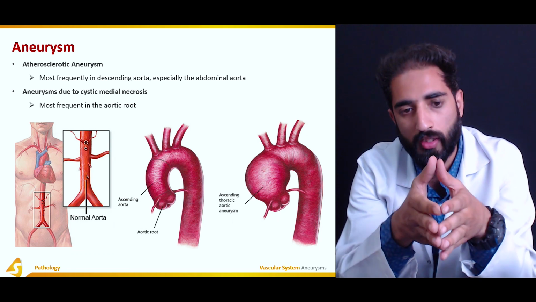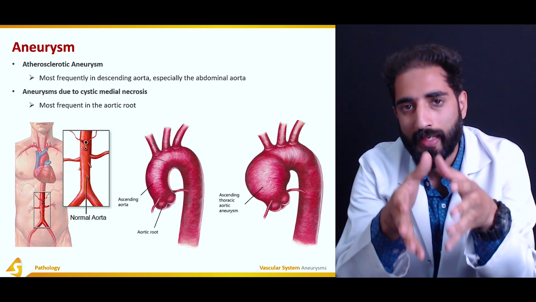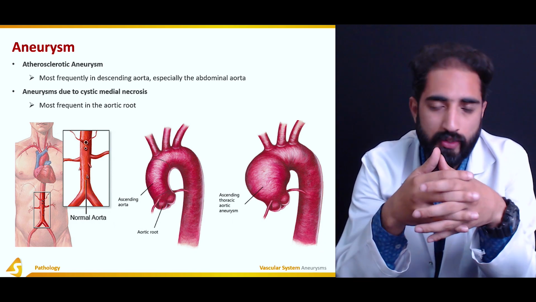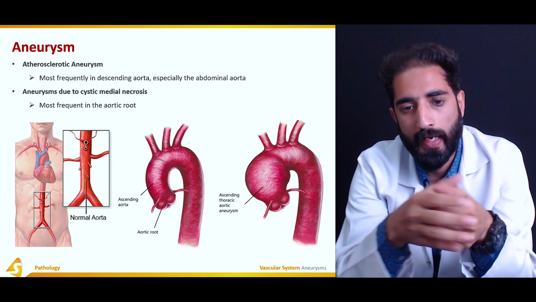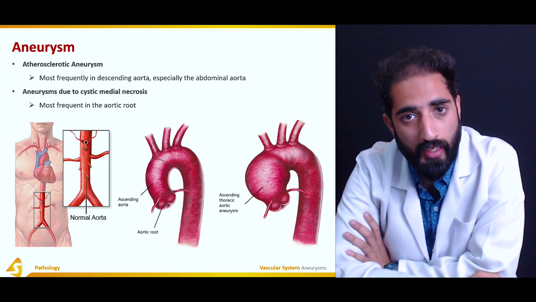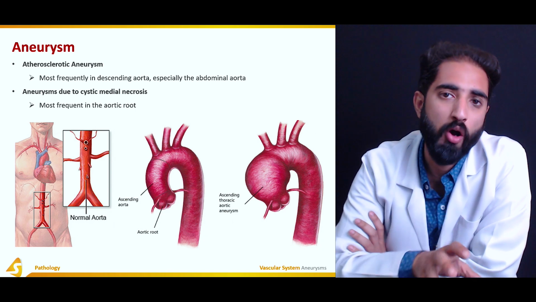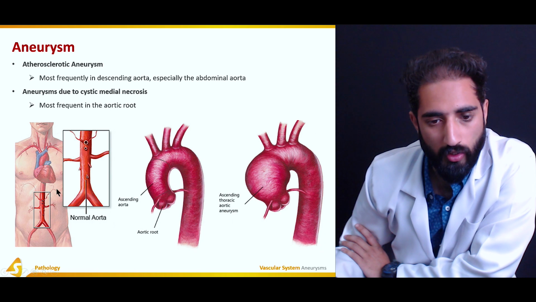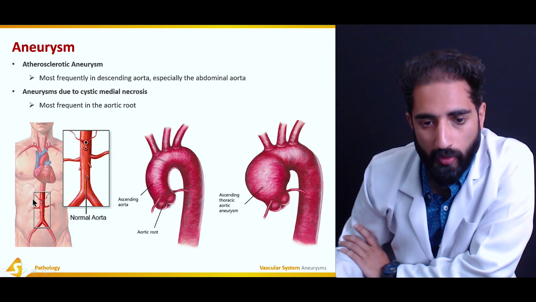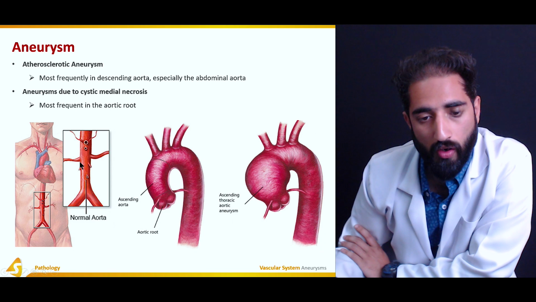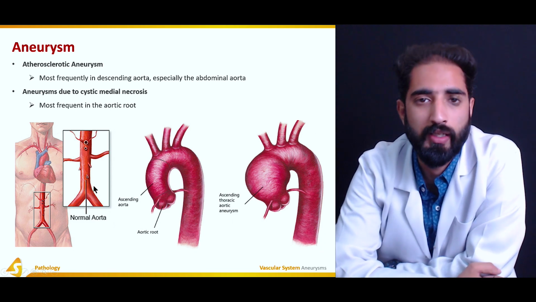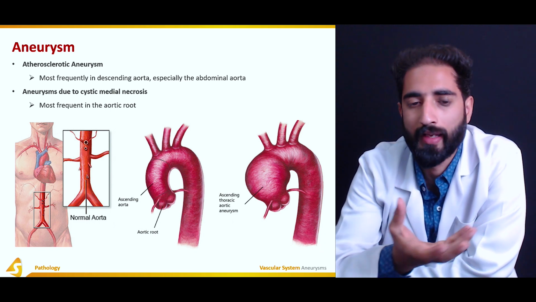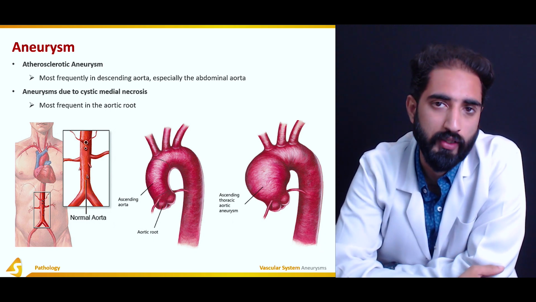Atherosclerotic aneurysm is, obviously, because of atherosclerotic plaque, or secondary to atherosclerosis, and it is most frequently found in the descending aorta, especially in the abdominal part of the descending aorta. Here you can see the abdominal part of the descending aorta, and this is the normal aorta. If dilation of this part occurs, that would be dilation of the abdominal aorta, and it would be a type of atherosclerotic aneurysm.